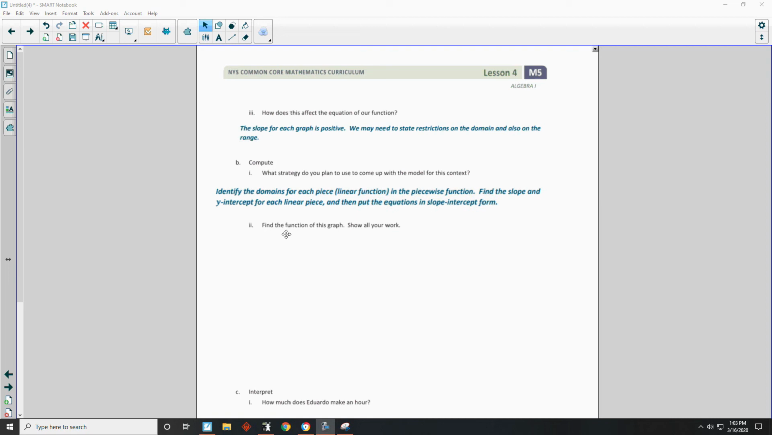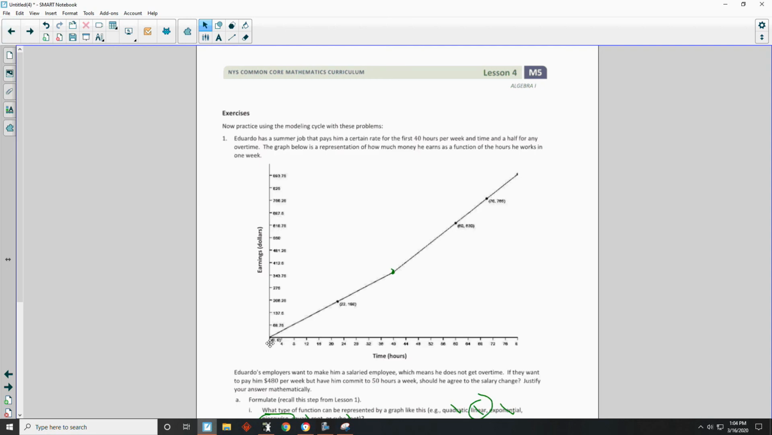So part 2 says, find the function of this graph, show all of your work. Okay, let's start by restricting our domain. So if I go back to this function, our domain is the x-axis. So we're starting at 0, and this ended right here at 40 hours. So that's a full-time work week. So we're going to restrict our domain from 0 to 40.